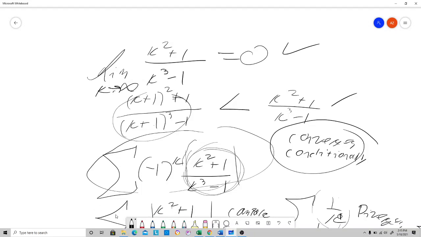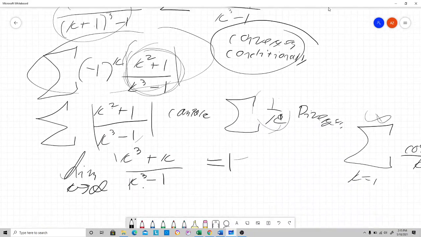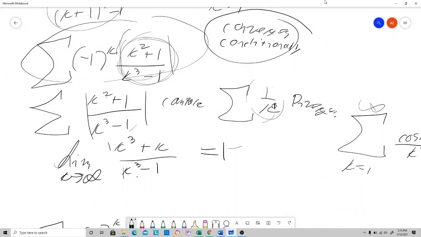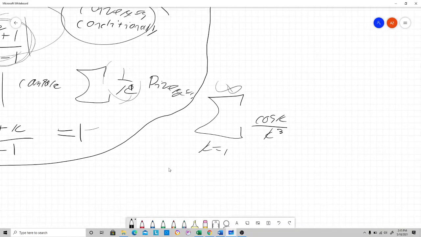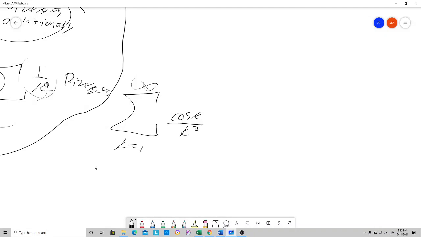Okay, and that's it. So now let's move to another one. I'm gonna take this over here, separate it from the other problems. Okay, so now let's look at this one right here. So now we have a series inside a trig function.